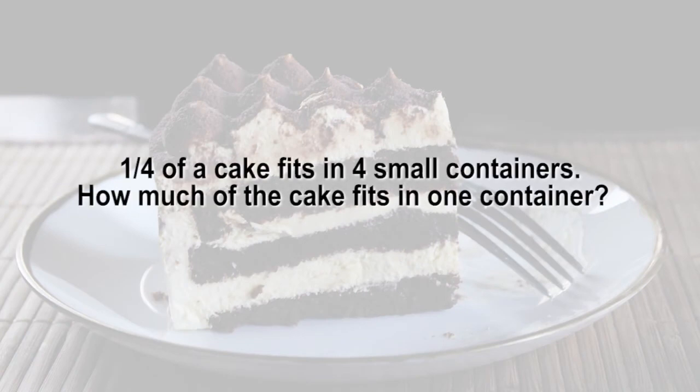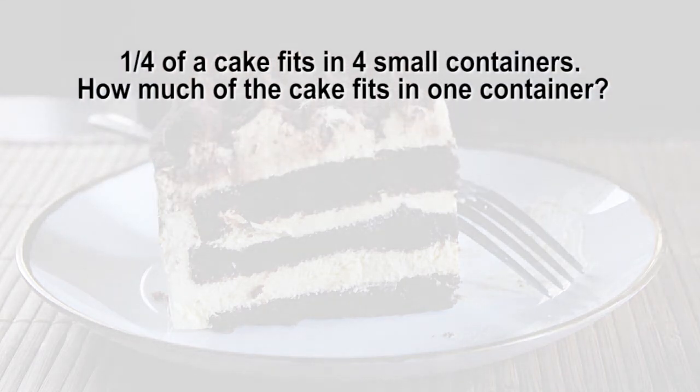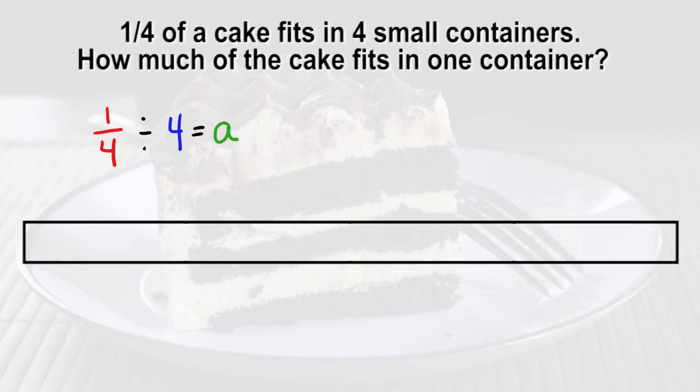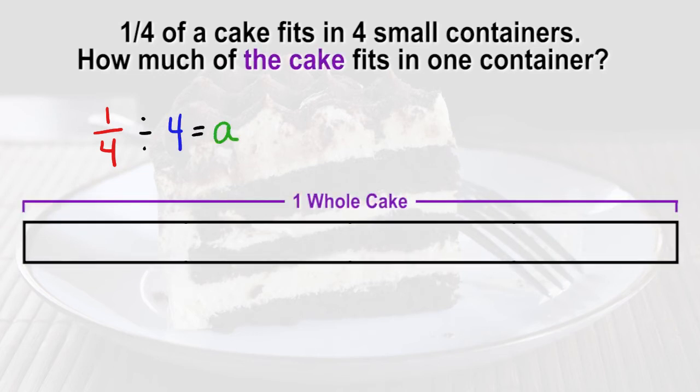1/4 of a cake fits in 4 small containers. How much of the cake fits in 1 container? The equation to solve the problem is 1/4 divided by 4 equals A. Start by drawing a rectangle to represent the whole cake. The problem states 1/4 of a cake fits in 4 small containers. To model the 1/4 cake, divide the rectangle into fourths. This 1/4 section can fit into 4 containers.